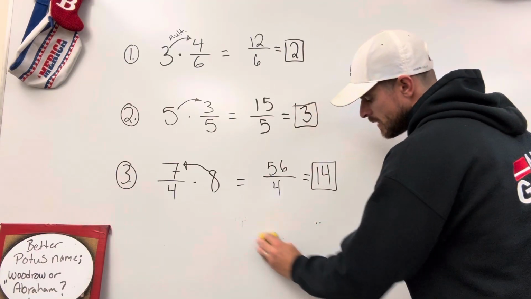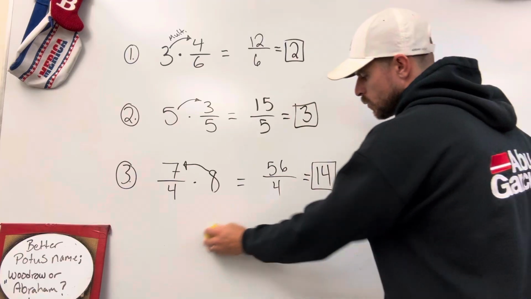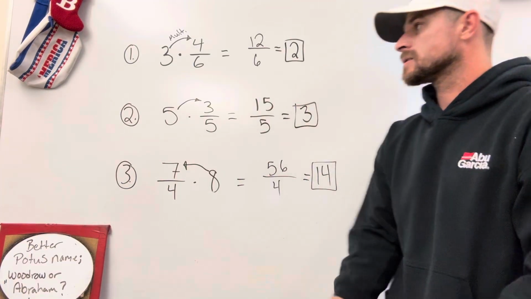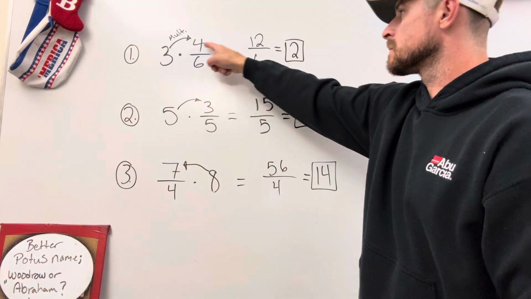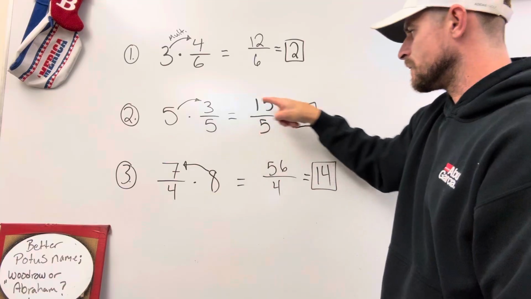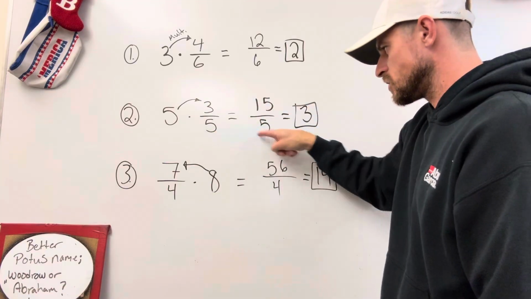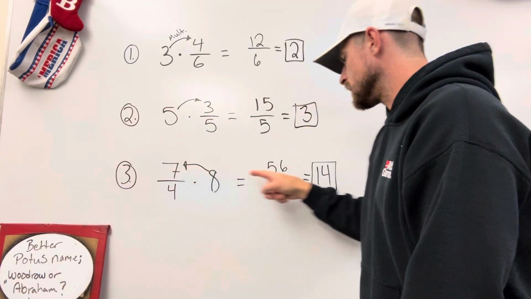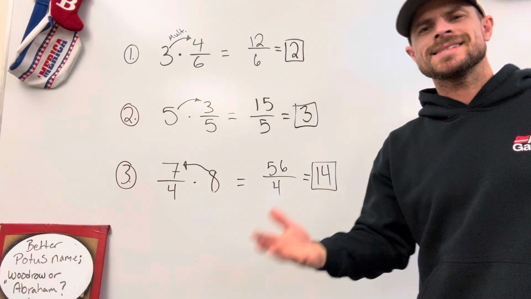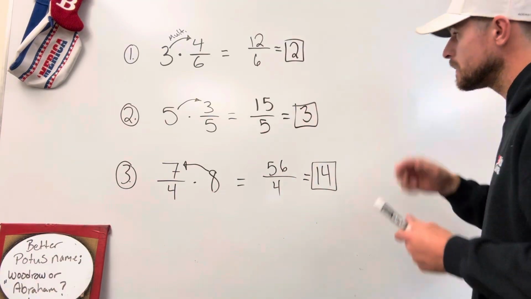Okay, so now, why does this work? Why do we only have to multiply by the top, divide by the bottom? That's all we're doing. Multiply by the top, get 12, divide by the bottom. Don't change the bottom. Multiply by the top, get 15, divide by the bottom. Don't change the bottom. Multiply by the top, 56, divide by the bottom. Don't change the bottom. Why does that bottom not change? Okay, so let me make one up real quick.